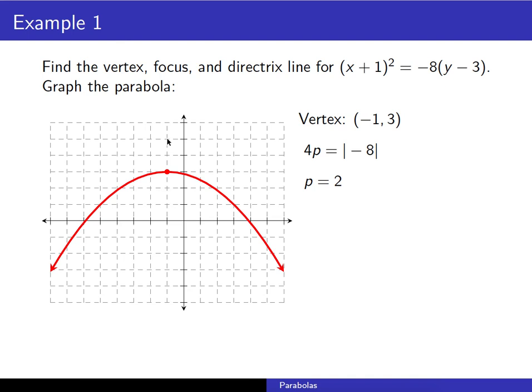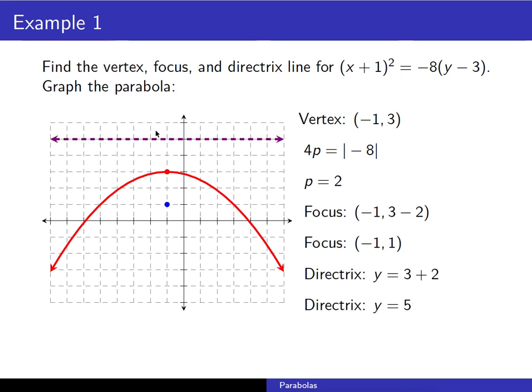So I'm very big on graphing the conic sections. Our focus point is going to have the same x-coordinate as the vertex, but now we're going to go 2 spaces below and put that point at negative 1, 1. For our directrix line, we're going to go 2 spaces above, and 3 plus 2 here is going to give us y equals 5 as our directrix line. And our vertex, once again, negative 1, 3, our focus point at negative 1, 1, and our directrix line at y equals 5.